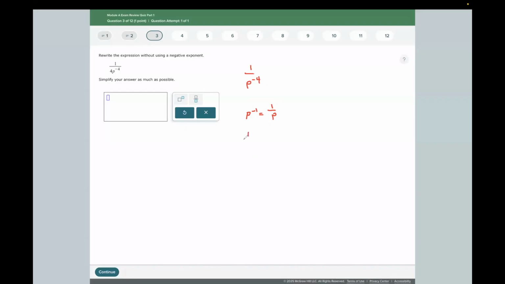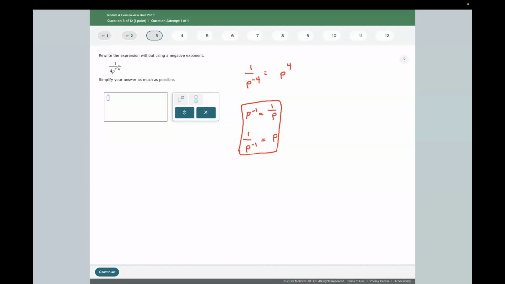If I have 1 over p to the negative 1, that's just p. So I think these are the two important things to keep in mind. But then if we go over here, 1 over p to the negative 4 should just be p to the 4. So the negative tells me just to flip the fraction.